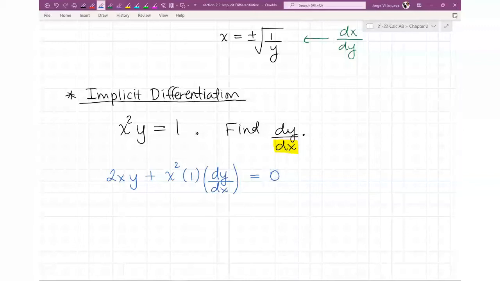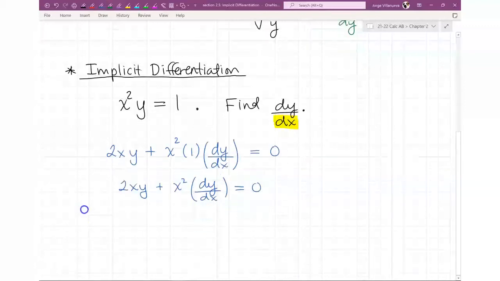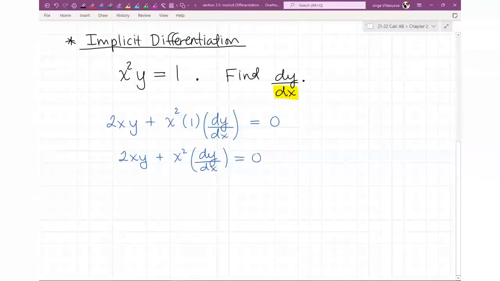Let me clean this up a little bit: 2xy plus x squared dy/dx equals 0. Now remember, they wanted me to find dy/dx, so I have to solve for it. All I have to do is move everything away from dy/dx, and then I'm done. So let's subtract 2xy from both sides. This is going to look like this: x squared dy/dx is equal to negative 2xy.